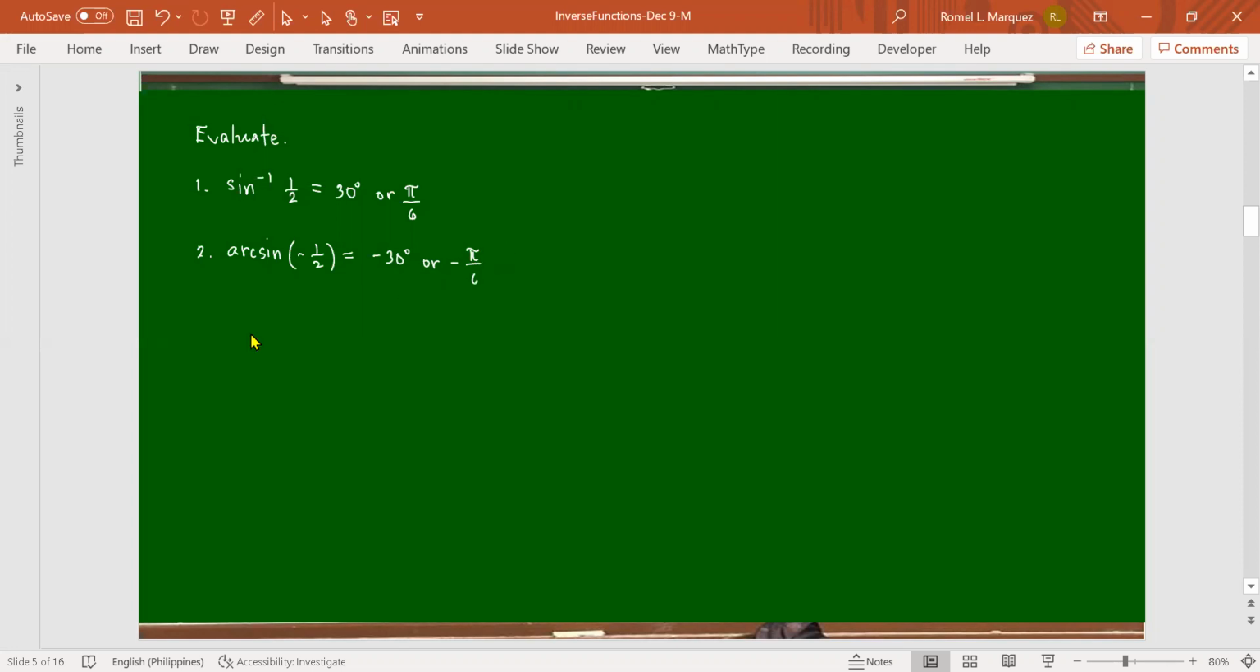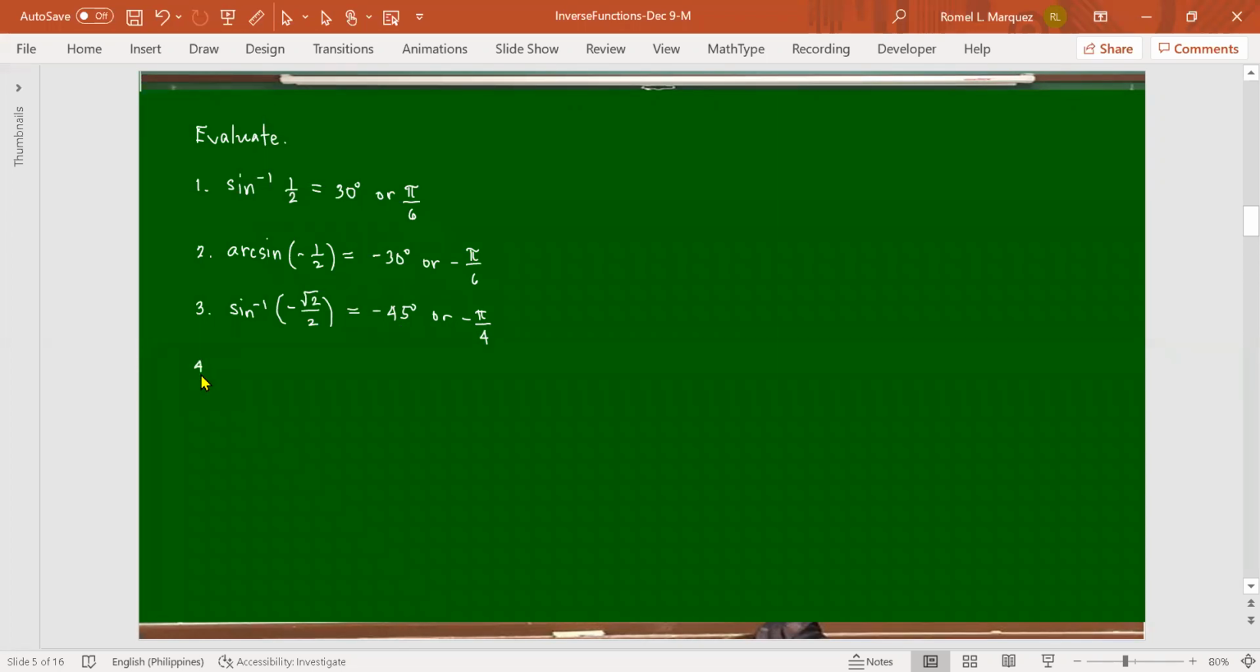Okay, guys? Number 3. What about inverse sine of negative square root of 2 over 2? Since negative, we expect a negative acute angle. So that is equal to negative 45 degrees, because if I take the sine of negative 45 degrees, I will get negative square root of 2 over 2. Or that is negative pi over 4 in radian measure, or as the length of a directed arc, negative pi over 4.